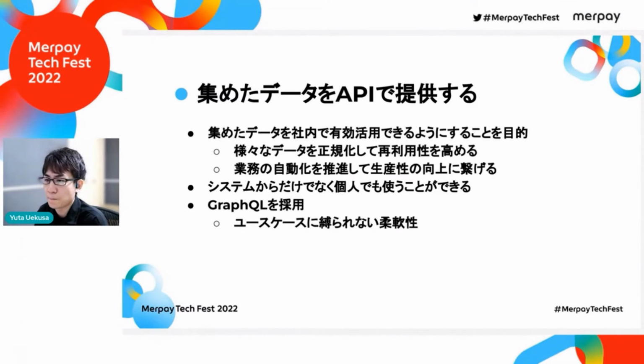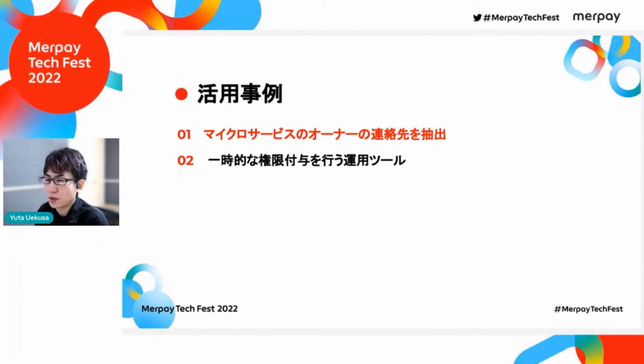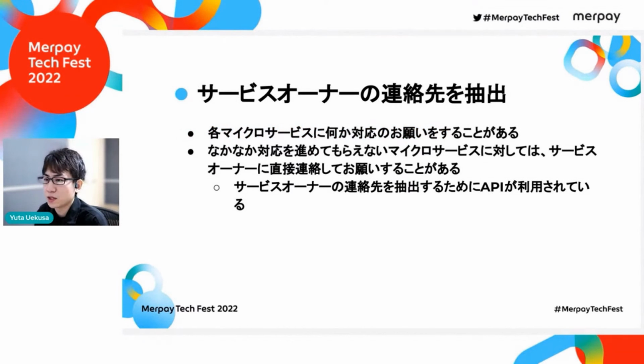Now, I will talk about two examples of actual use cases. The first is an example of individual use. Sometimes I ask microservices to respond to a request via Slack with @here or other means, but some microservices don't seem to respond to my request. In such a case, you can directly comment on the microservice owner and ask for support. But if there are multiple microservices like that, it can be difficult to find out where to comment. This is where the API is used to collect all of the comment destinations at once.